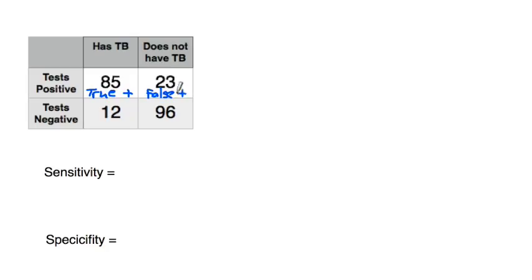Then down here we have a person that has TB, but they tested negative. Well, if they have TB, they really should test positive. So this one is called a false negative. They really should have tested positive, but they didn't. And then here we have 96 people that do not have TB, and they tested negative for not having TB. So these are what are called true negatives. Knowing these names helps us do some of the rest of it.